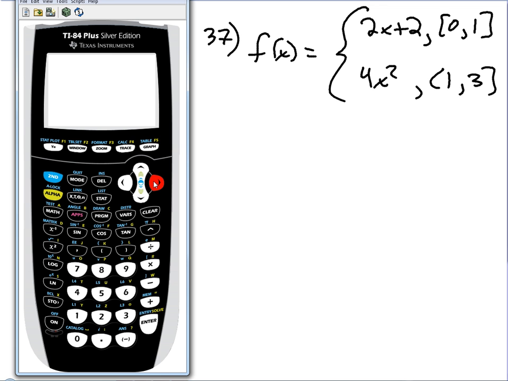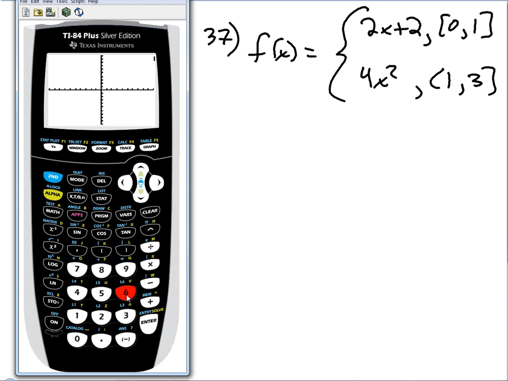So we want x is greater than or equal to, that's number 4, greater than or equal to 0. And so I go back to the test screen, scoot over to the logic menu, and x is less than or equal to 1. So test 6 is less than or equal to 1, and I put parentheses around it. Now watch, if I just go zoom 6, zoom standard, look what we get. It just graphs that one little piece between 0 and 1.